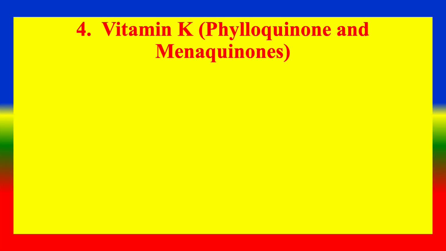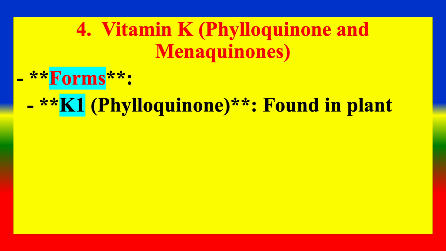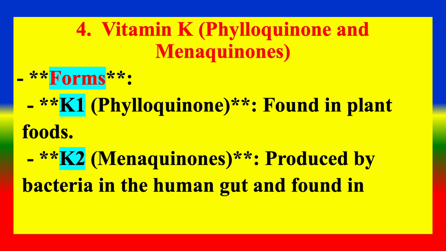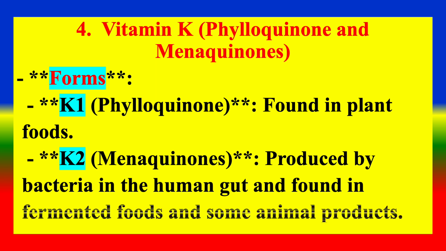4. Vitamin K, phylloquinone and menaquinones. Forms: K1 found in plant foods, K2 produced by bacteria in the human gut and found in fermented foods and some animal products.